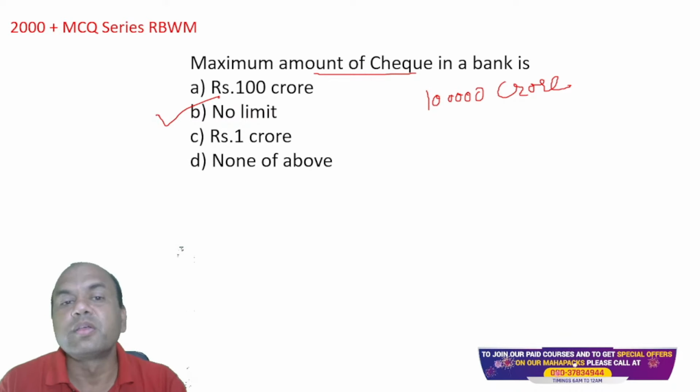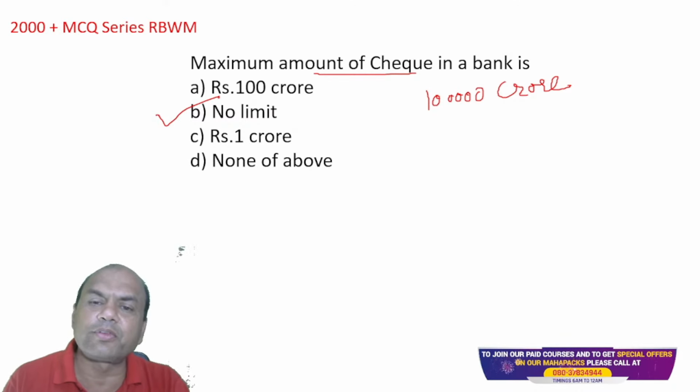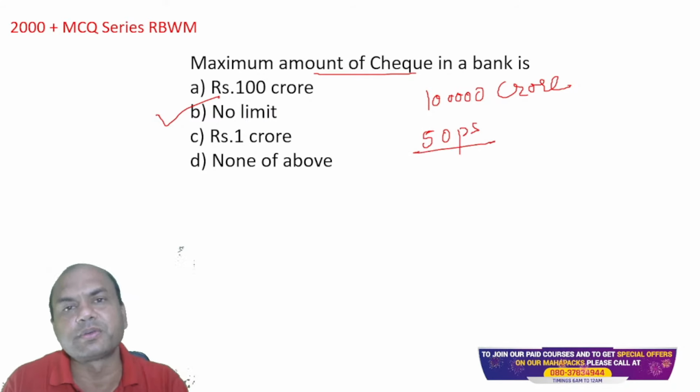Okay. Maximum, minimum is also there. I can write a 50 paise check also. I can write a 50 paise check to you.